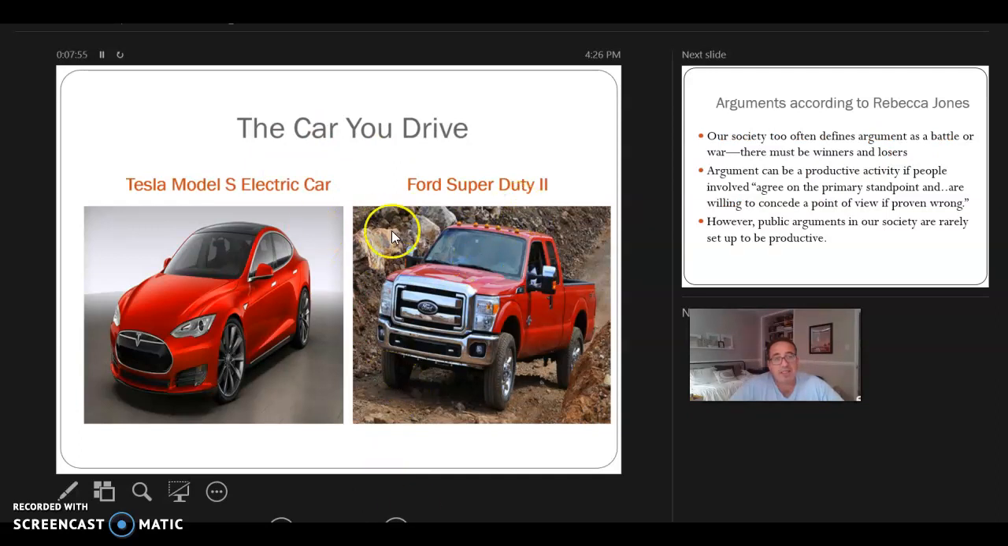Let's look at one last example. The cars we drive. I drive a beat-up Nissan Sentra because I don't really care about cars, but some people put a lot of value in cars. They spend a lot of money. They lease new cars, like a Tesla electric car or a giant truck. I see giant trucks in my neighborhood all the time. There are different values associated with these things.